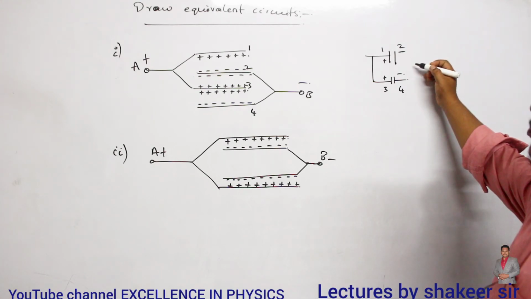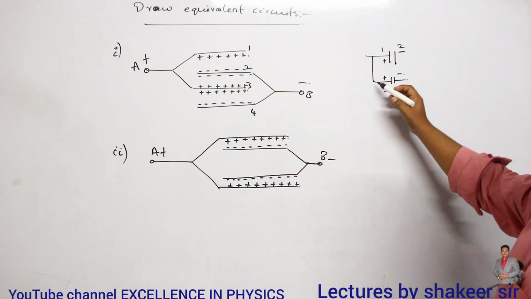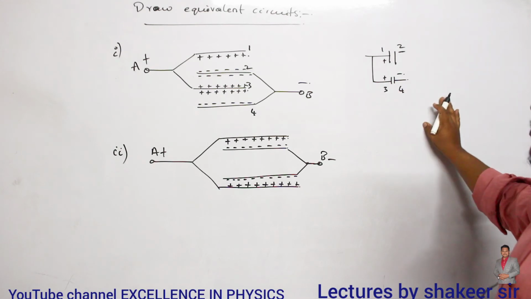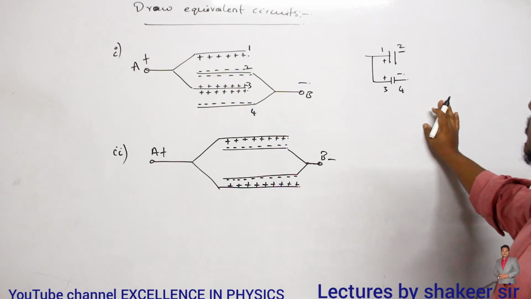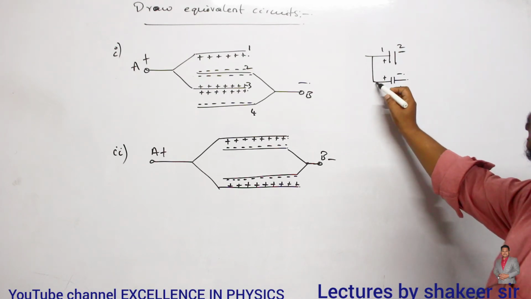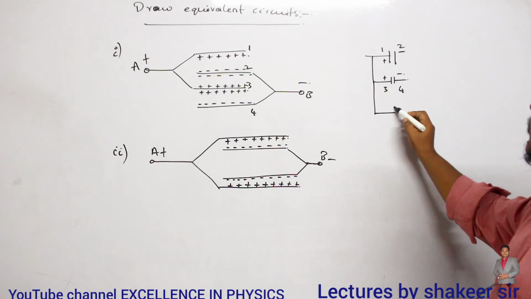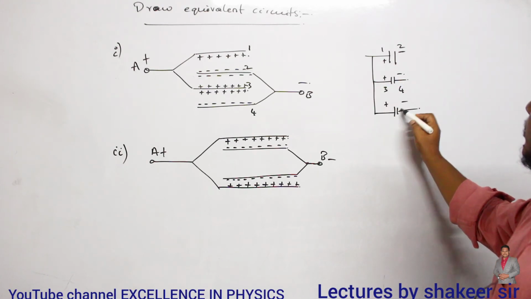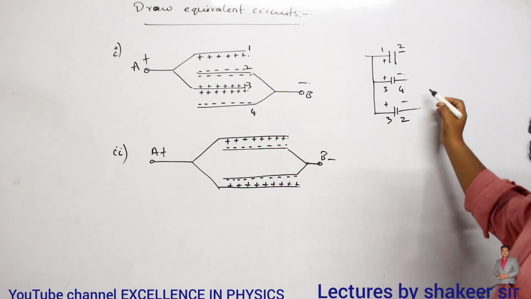So 1, 2, next 3, 4, next 3 and 2. Okay? So one more capacitor I can draw here, 3 and 2.